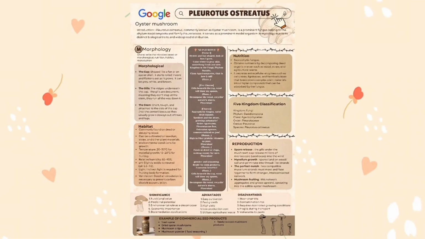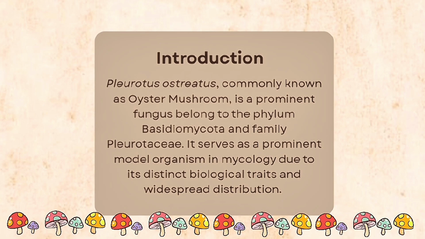This video is about Pleurotus ostreatus, commonly known as the oyster mushroom. It is a prominent fungus belonging to the phylum Basidiomycota and family Pleurotaceae. It serves as a prominent model organism in mycology due to its distinct biological traits and widespread distribution.